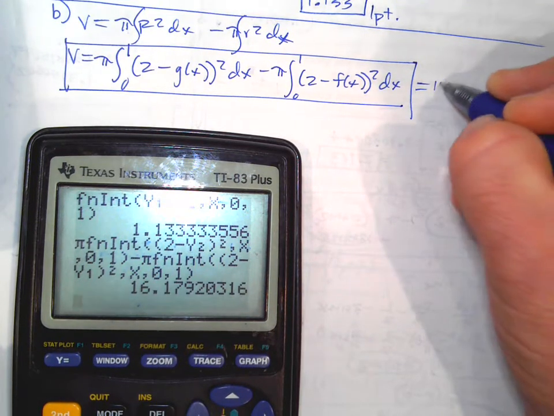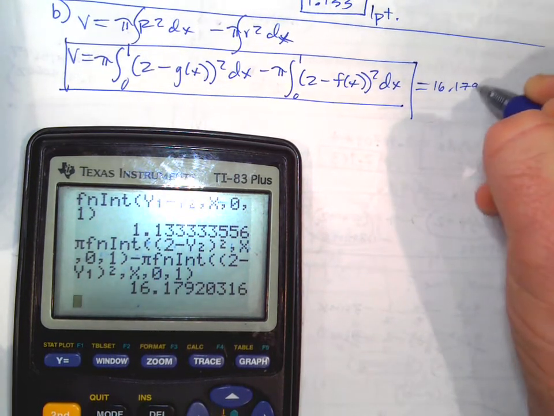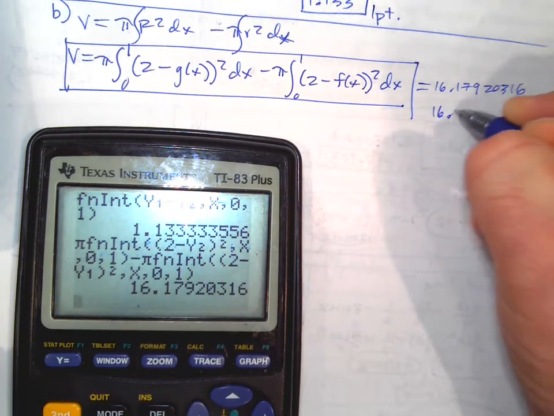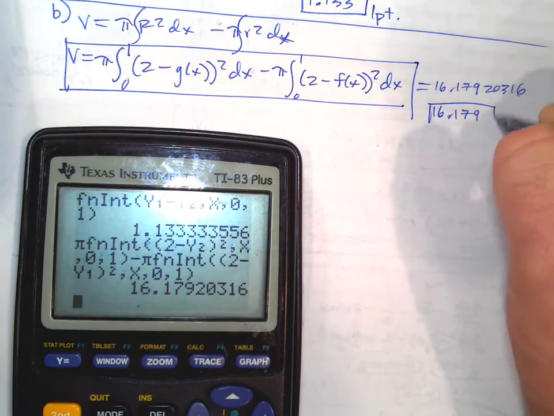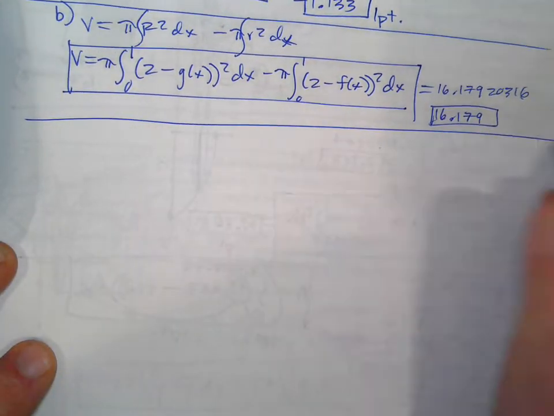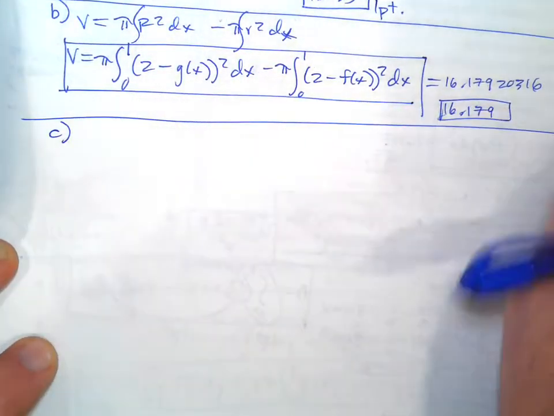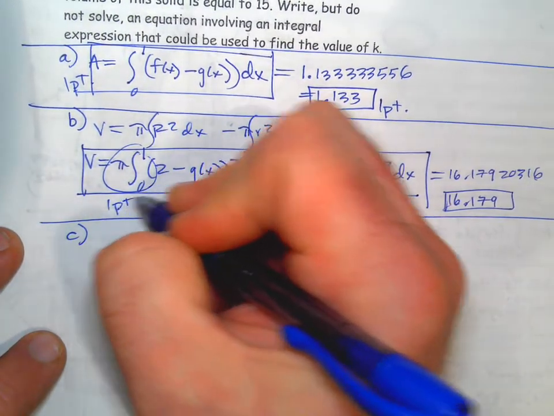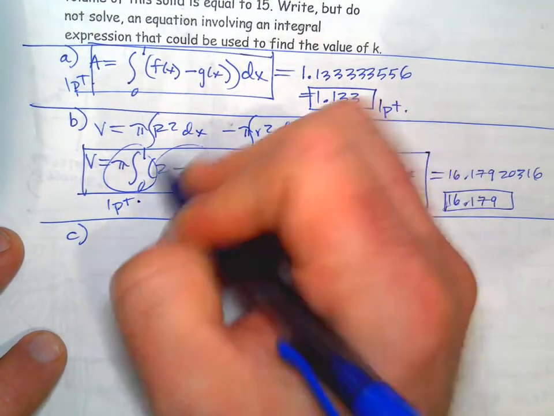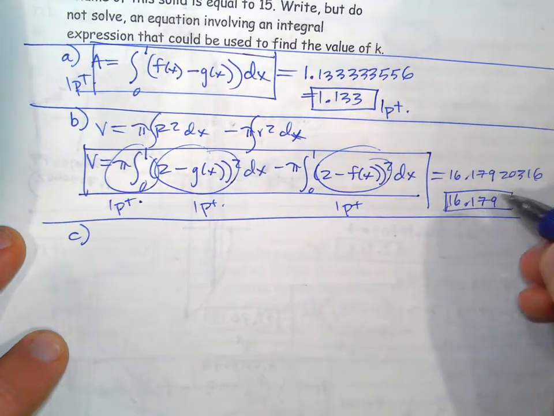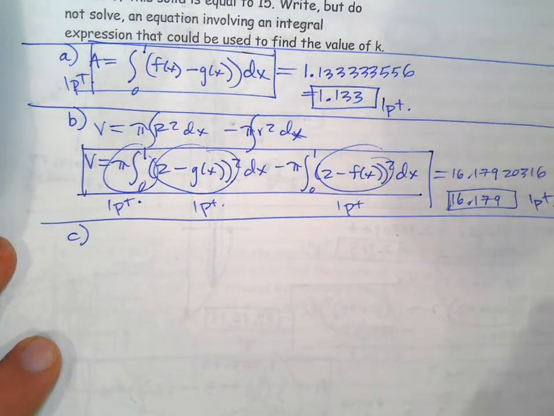and I get 16.179, 20.316 for my answer. I'm going to say 16.179, 3 decimal accuracy, rounded or truncated. Comes out the same. So that was 4 points. 1 point for the constant and the limits. 1 point for each integrand. 1 point for the answer.